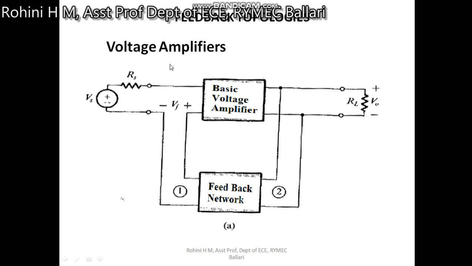So what is a voltage amplifier? Here we will consider voltage as the input and output also voltage. So the input voltage is amplified. The output voltage we are getting is the input voltage amplified by the factor of the gain of the amplifier. Here the feedback network is given. So this is a simple circuit of a voltage amplifier.